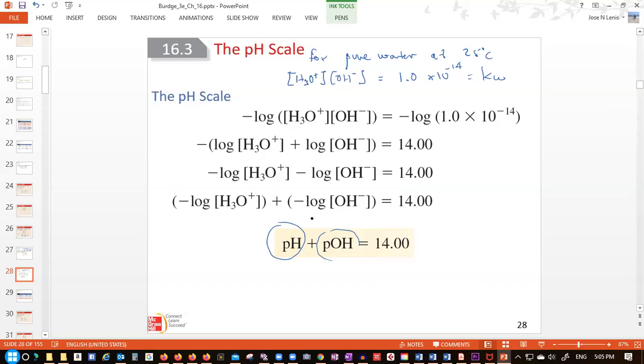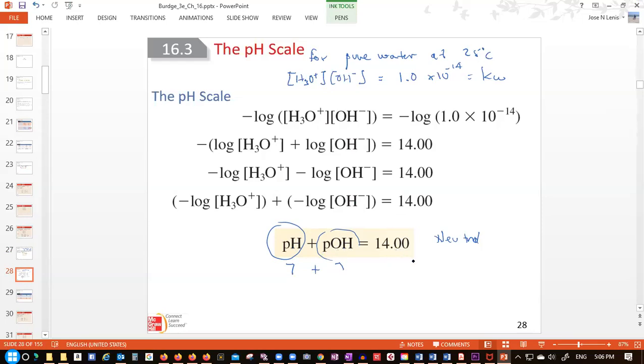And that makes sense, because for a neutral solution, the concentration of H3O plus is 10 to the negative 7. The pH of that is 7. Plus pOH: what is the concentration of OH minus in a neutral solution? The concentration of OH minus equals 1.0 times 10 to the negative 7. When we apply negative log of that, we get 7. 7 plus 7 equals 14. Very important relationship.